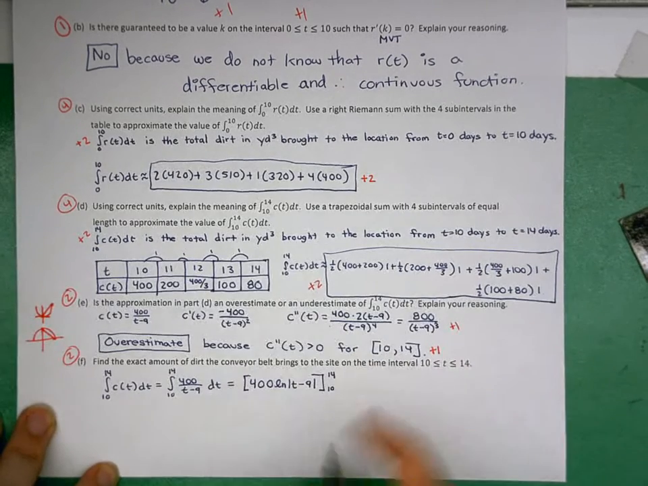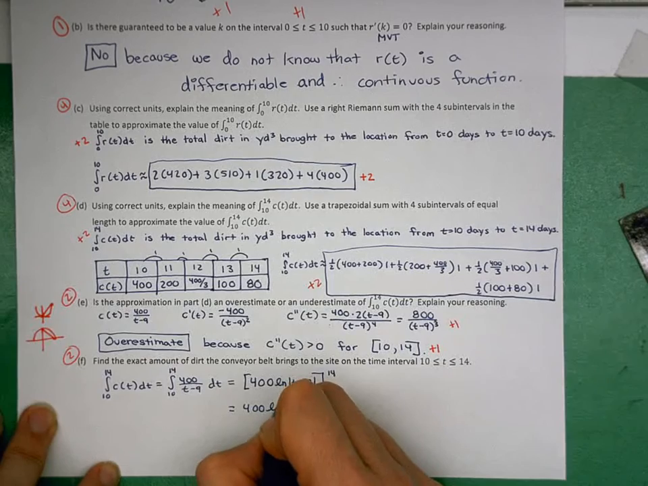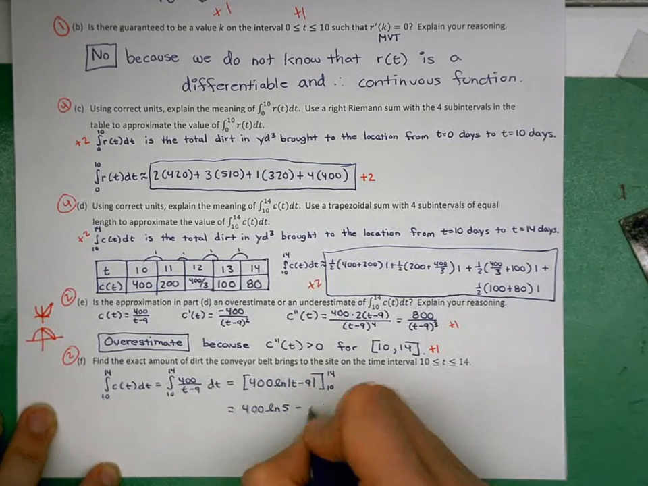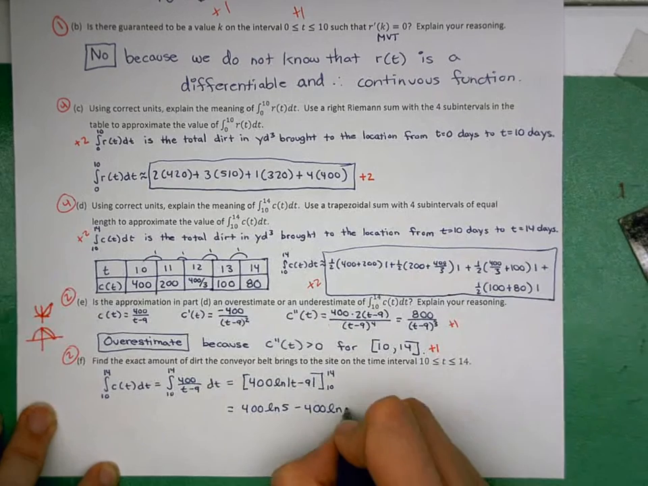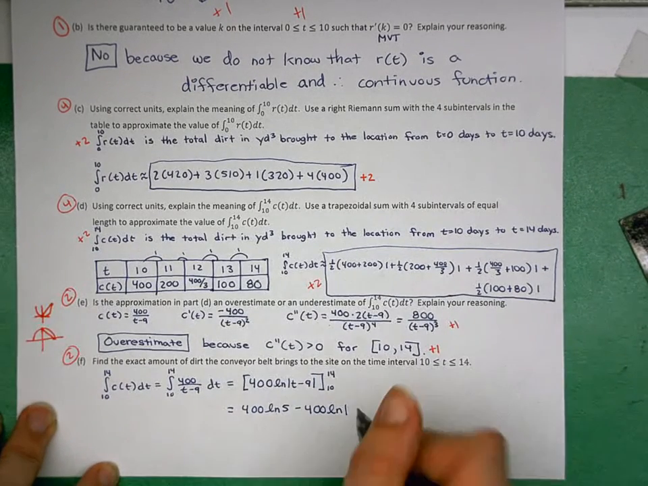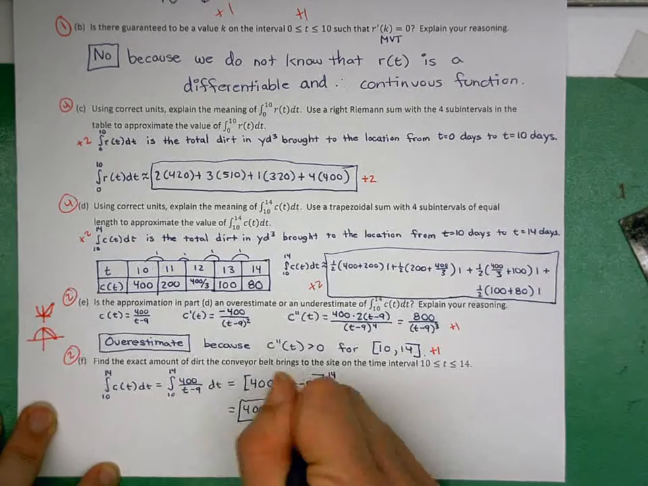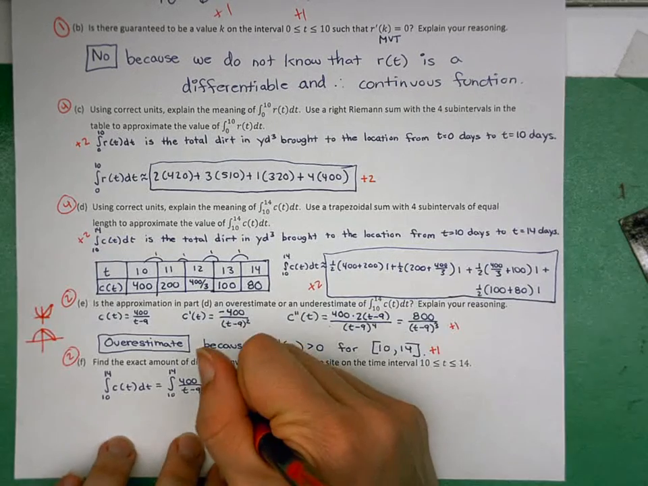Plugging in the upper, we would have 400 times the natural log of 5, minus plugging in the lower, 400 times the natural log of 1. And again, you can leave it alone, I would, or you can simplify a little bit further to 400 natural log of 5. Okay, 2 points. 1 came from the integral, and 1 came from your answer.